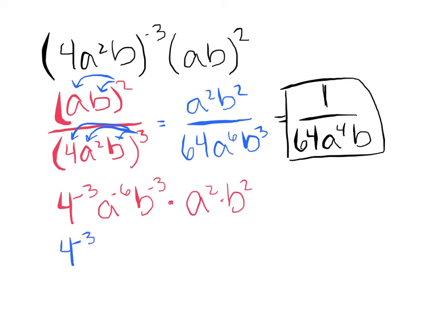So we get negative 6 plus 2, so we get a to the negative 4. B to the negative 3, and b squared gives us b to the negative 1. Now we can go ahead and start moving things to where they need to be. Everything needs to move to the bottom. 4 to the negative 3 moves to the bottom and becomes 64. A to the 4th, b to the 1.